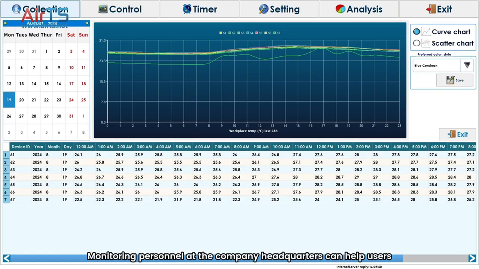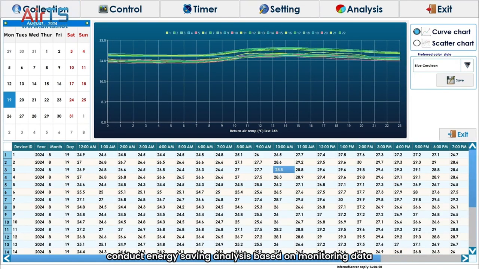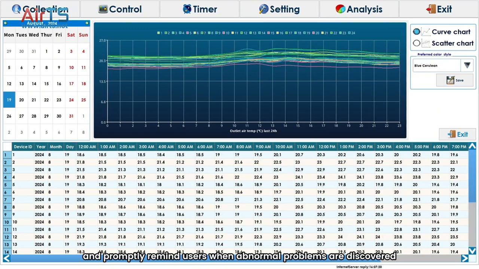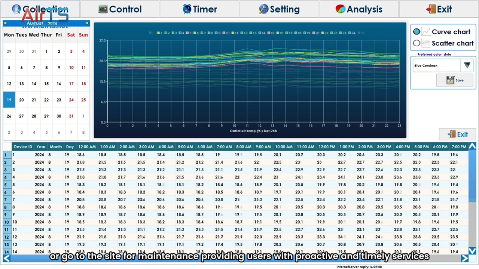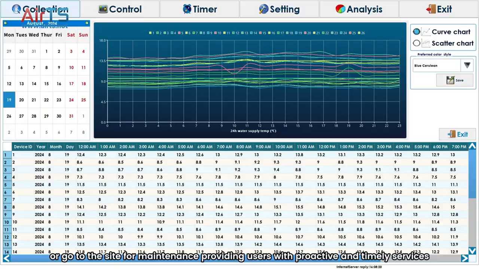Monitoring personnel at the company headquarters can help users conduct energy-saving analysis based on monitoring data and promptly remind users when abnormal problems are discovered or go to the site for maintenance, providing users with proactive and timely services.